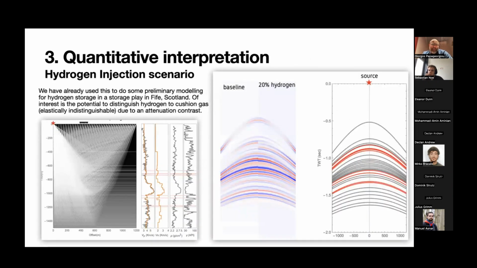So I'm going to make a little deviation, because this is concerning hydrogen. There is a little application of hydrogen which I've just got a project on, and I would like to talk about that.